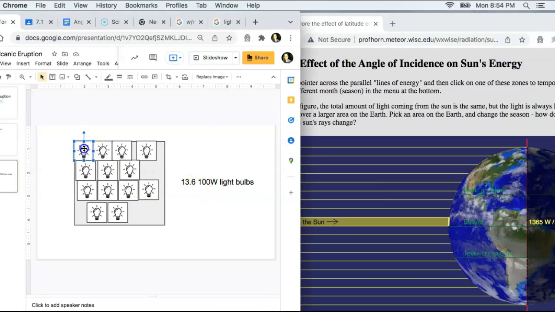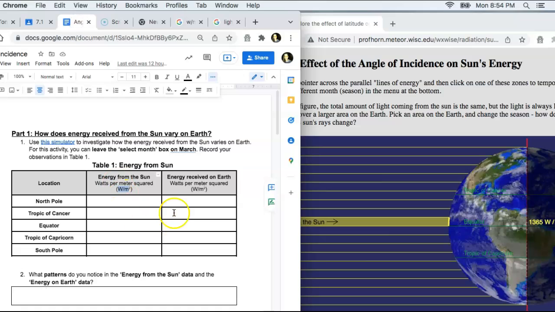So what that would mean, just imagine like 100-watt light bulbs. That would be like 13.6 100-watt light bulbs in that 1 square meter. So that's what the unit means. That's what they're measuring there.